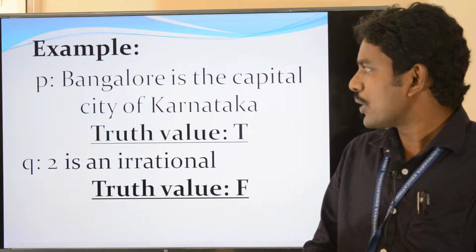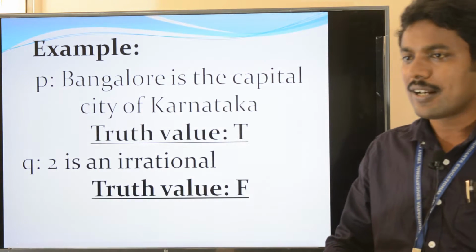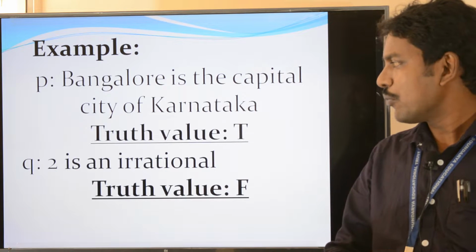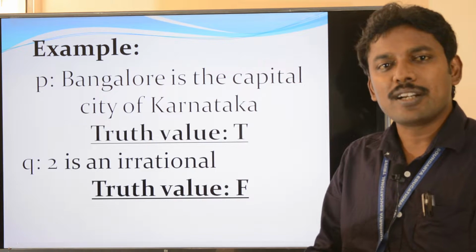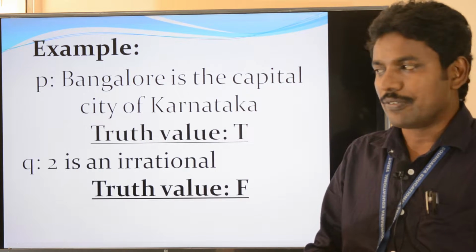The first statement, P equal to Bangalore is the capital city of Karnataka. Since it is true, the truth value is T. And the second one is 2 is an irrational number. Since it is false, the truth value is F.